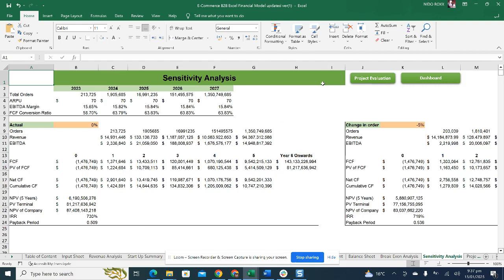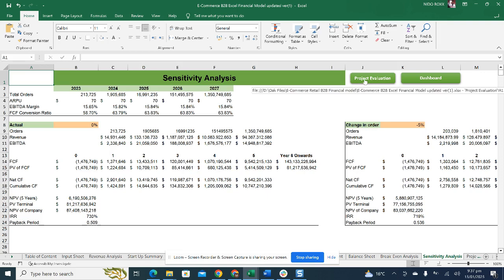Moving on to sensitivity analysis. It contains total orders, EBITDA margin, FCF conversion ratio, and further it includes your actual data, and you can compare it with your pessimistic and optimistic approaches.